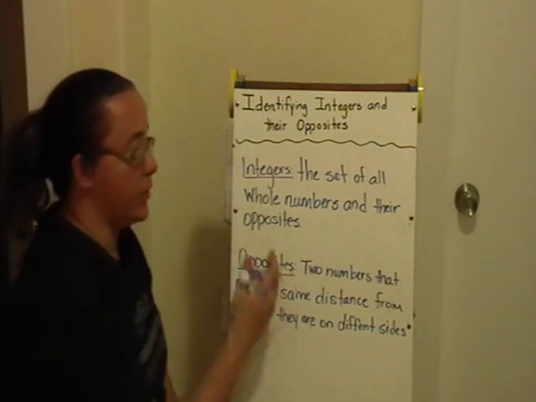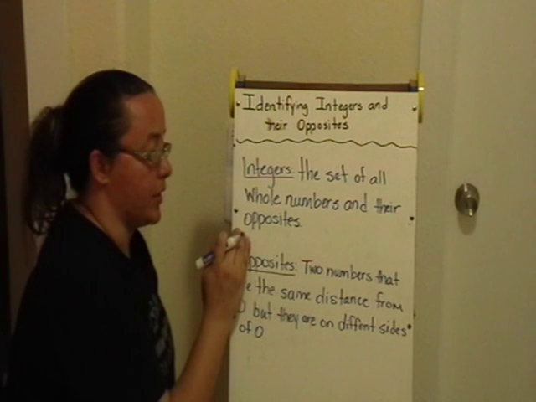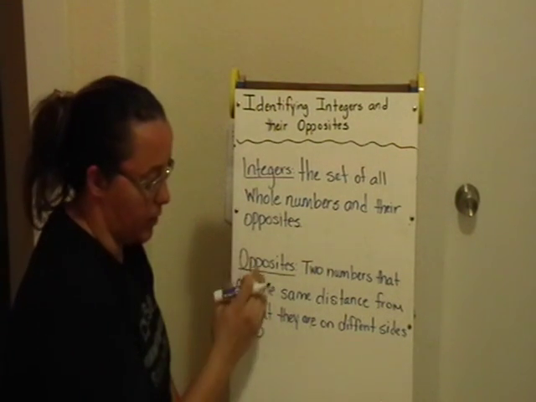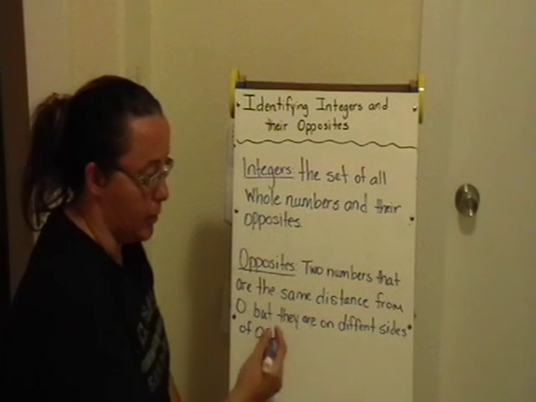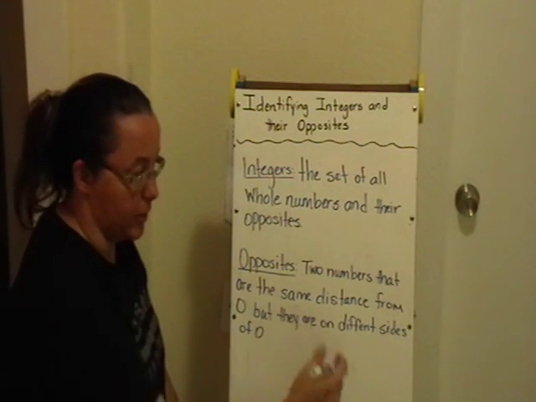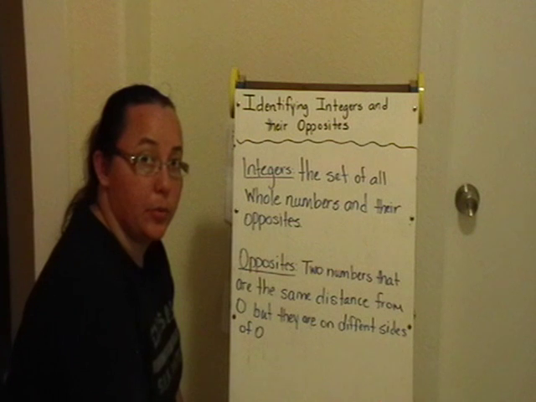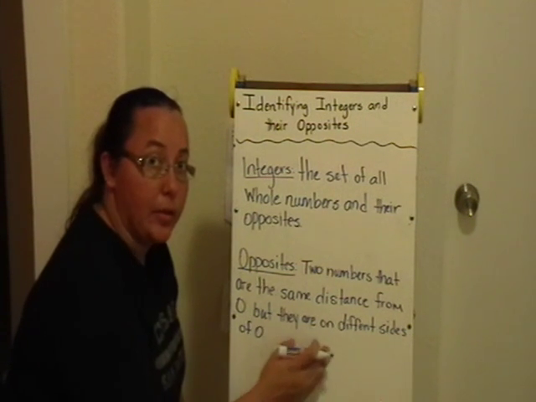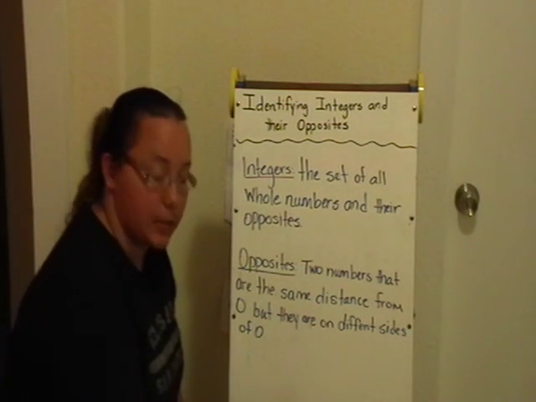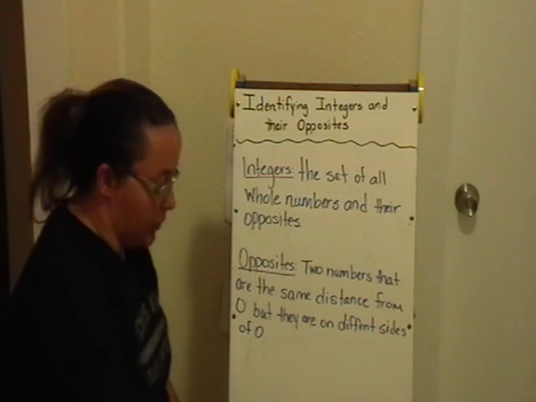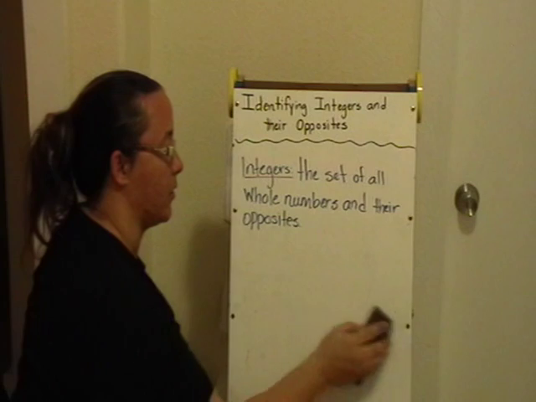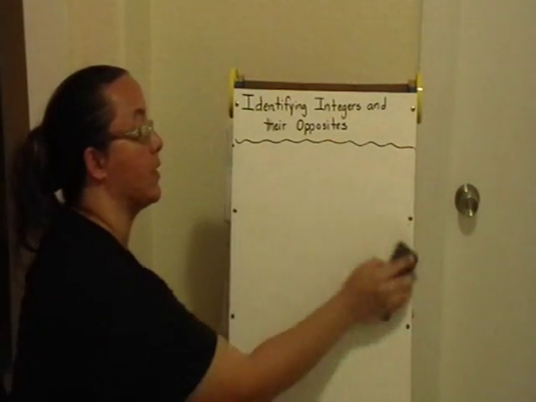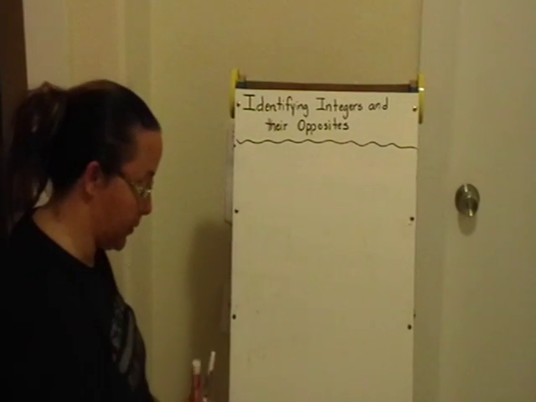So if integers are the set of all whole numbers and their opposites, and opposites are two numbers that are the same distance from 0 but they're on different sides of 0, in the previous example, negative 4 and positive 4 would be considered opposites. Let's go ahead and work a quick example of using integers in a real-world setting.